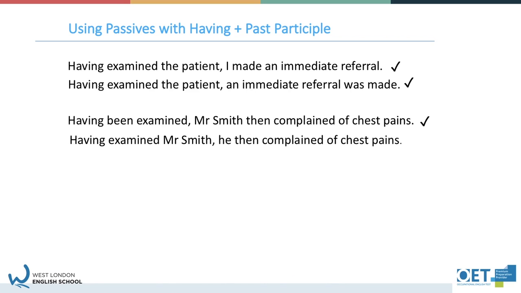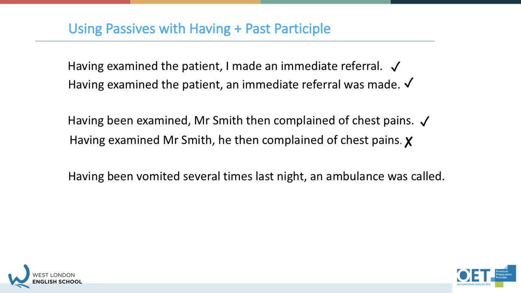If you use an active sentence, you can see it doesn't work. Having examined Mr. Smith, he then complained of chest pains. So the subject is completely different. I was the one who examined Mr. Smith, but he was the one who complained of chest pains. So the active sentence doesn't actually work, and you'd have to change one of the clauses into a passive for this sentence to be grammatically correct.